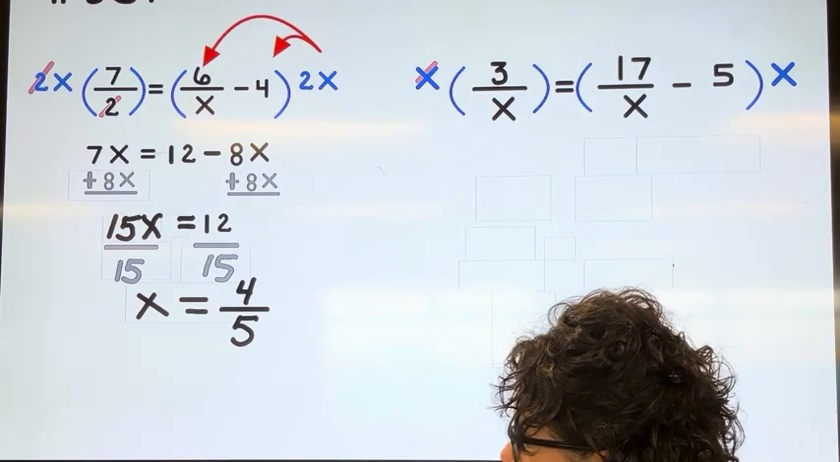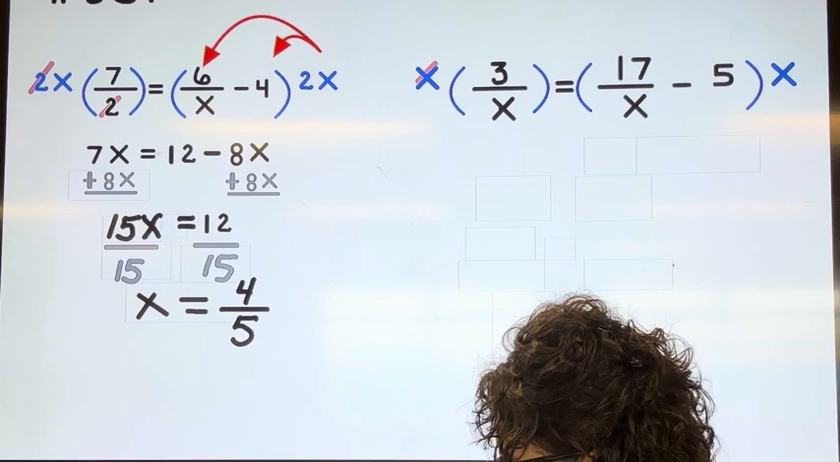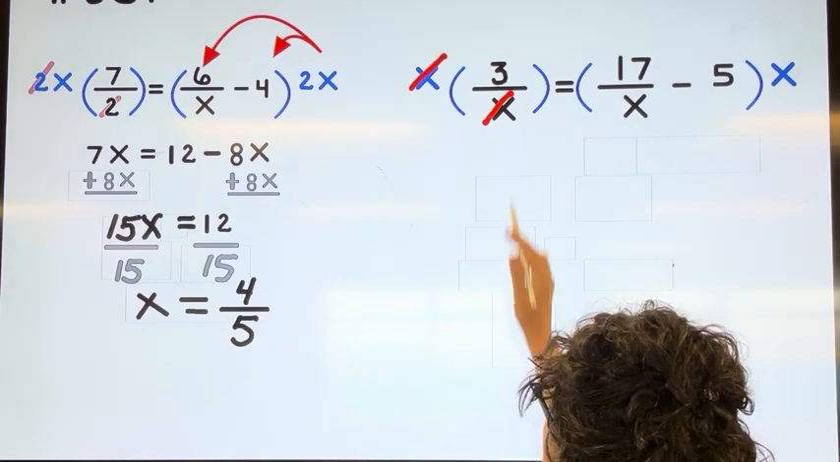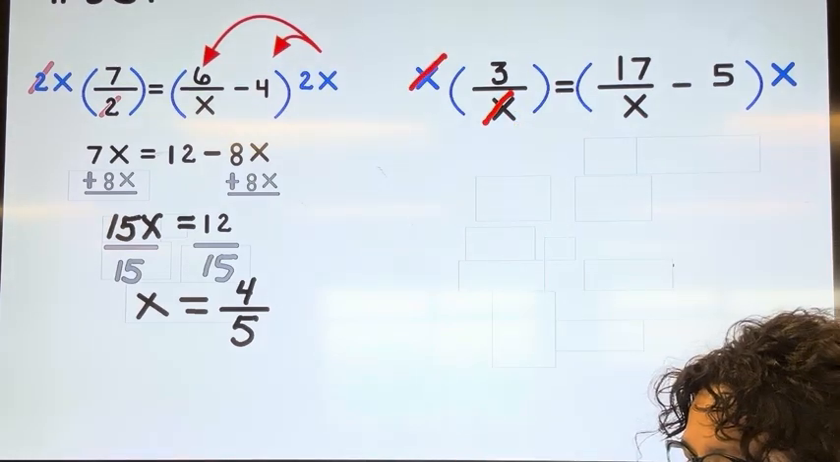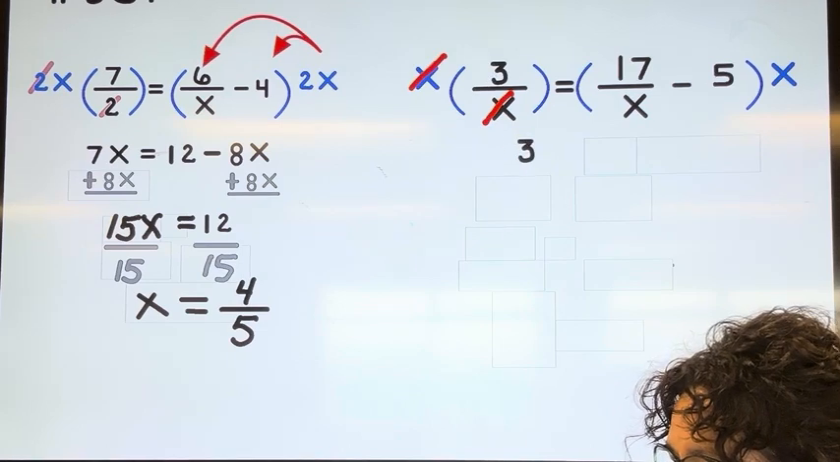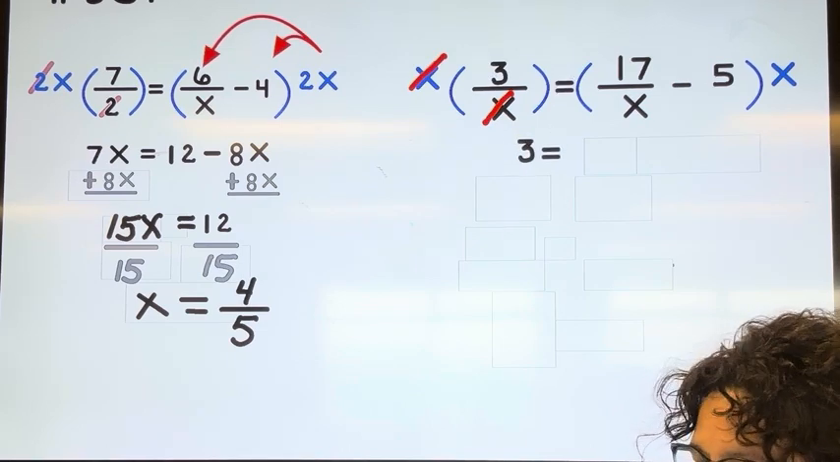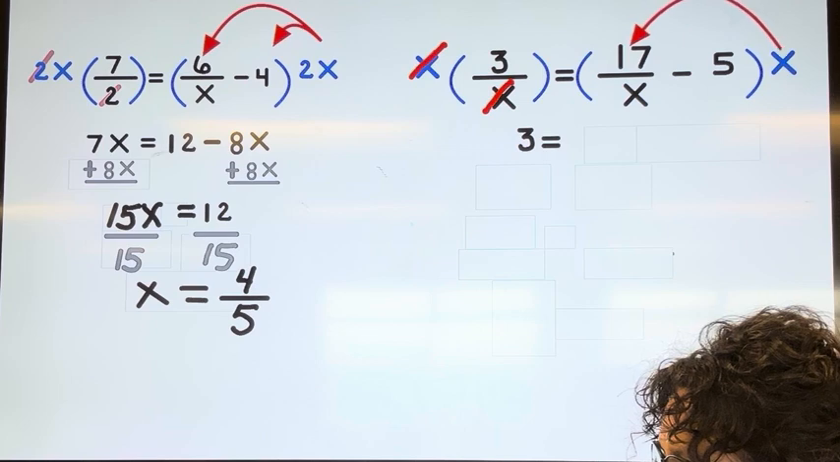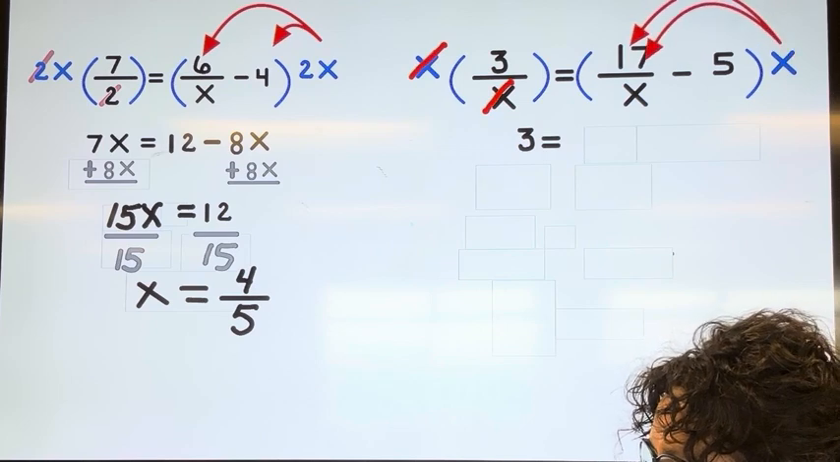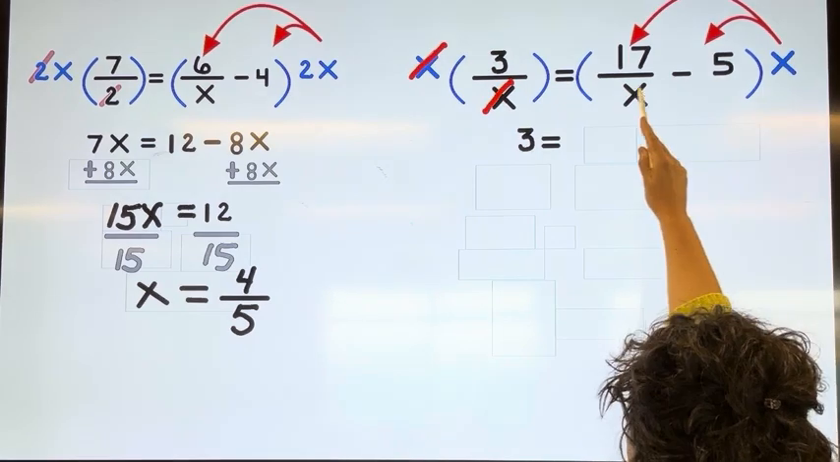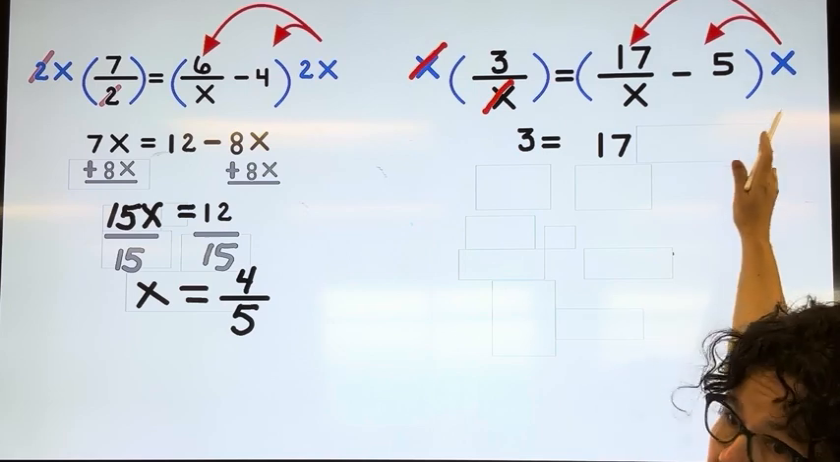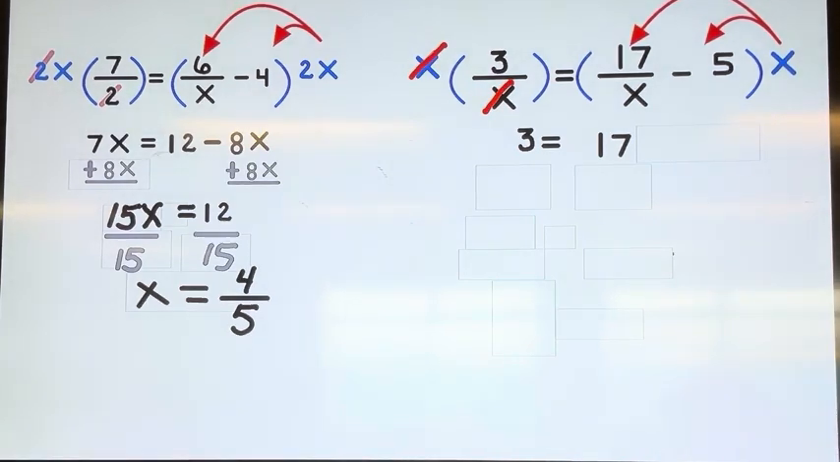These ones, whoops, that one you can't really see very well. So let me try that again. Okay, so this x and this x are going to cancel, leaving me with just 3 on the left-hand side. Let's bring down the equal sign. Then I'm going to need to distribute the x to both of these terms. So if you multiply x times 17 over x, the x's cancel and you're left with 17. And then if you multiply x times negative 5, you have negative 5x.